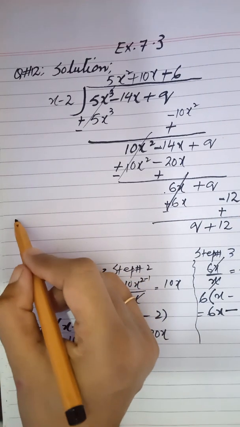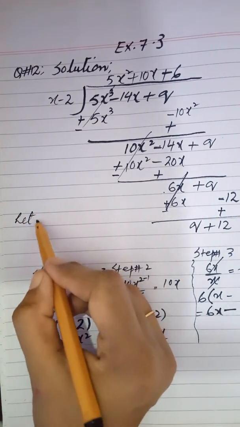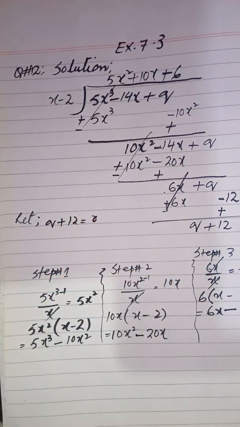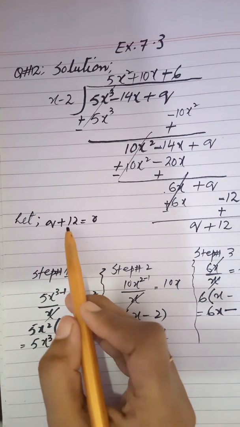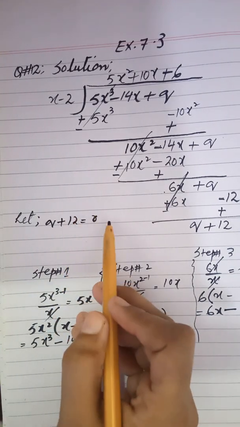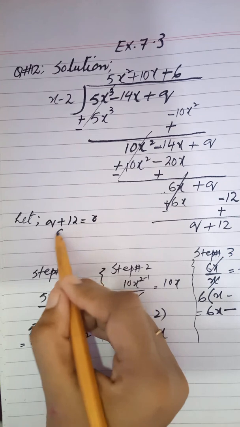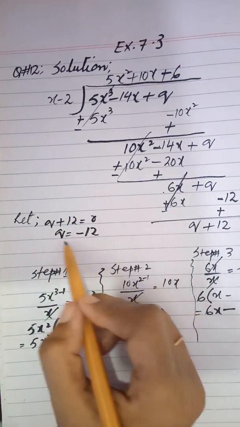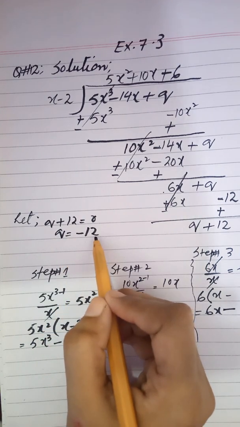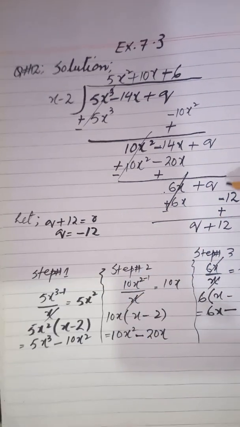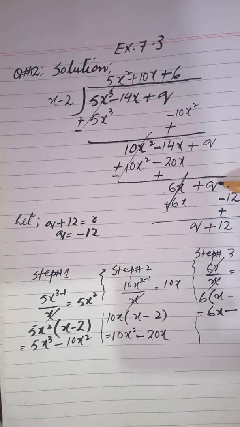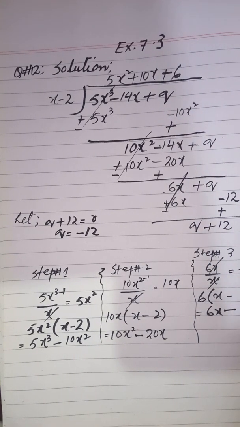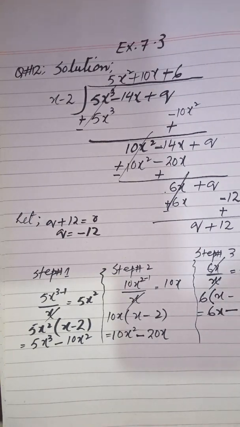So write it here, let q plus 12 equal to 0. Suppose it. Okay. So plus 12 when we shift it to the other side, q equals minus, it will become negative when we shift it. So the value of q should be what? Minus 12. So if we are having in place of q minus 12 over here, there will be no remainder, right? So the value of q is minus 12.